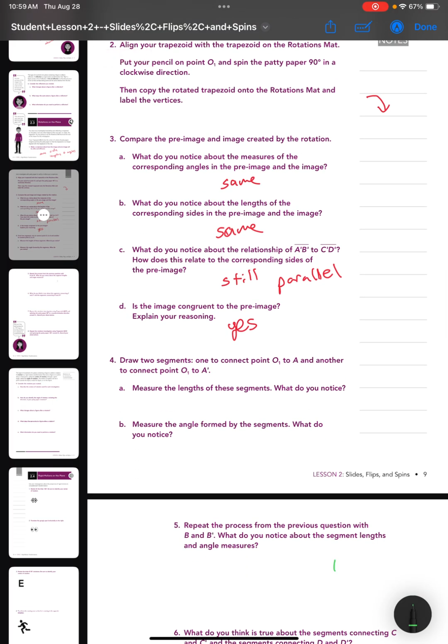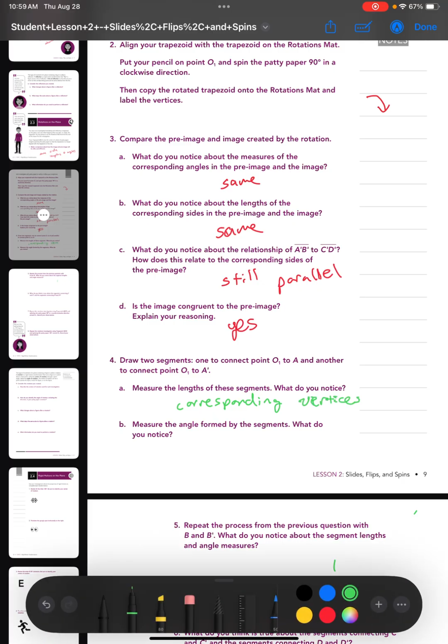We'll fill that in. So corresponding vertices will have the same distance to the origin.